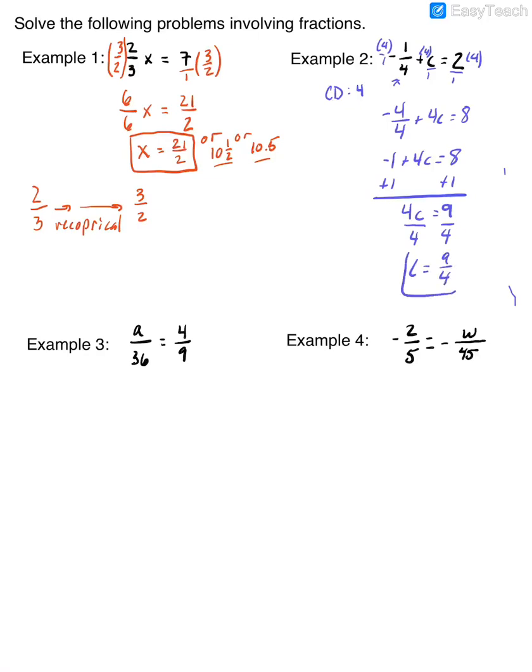You could say 2 1/4. You could say 2.25. All those are perfectly fine answers. Just make sure you're picking one that makes sense to you.